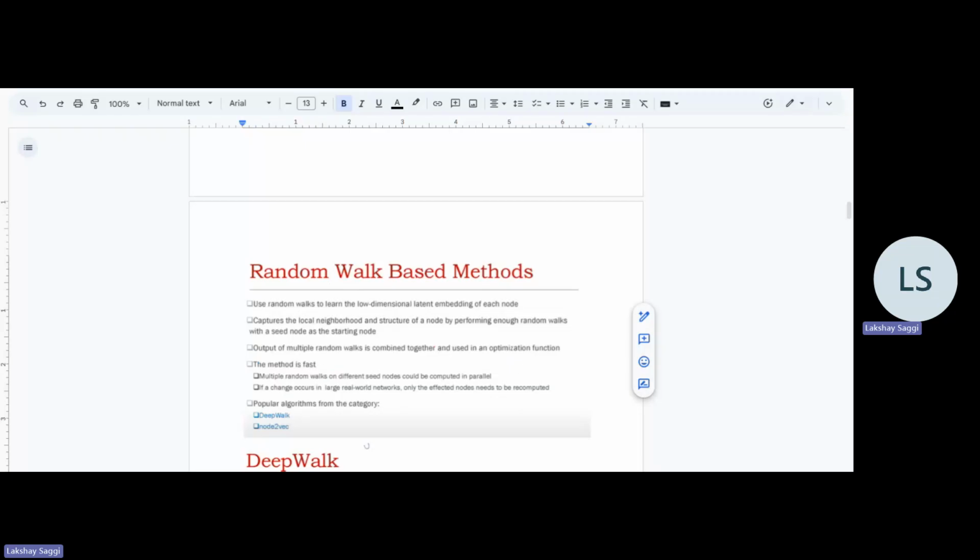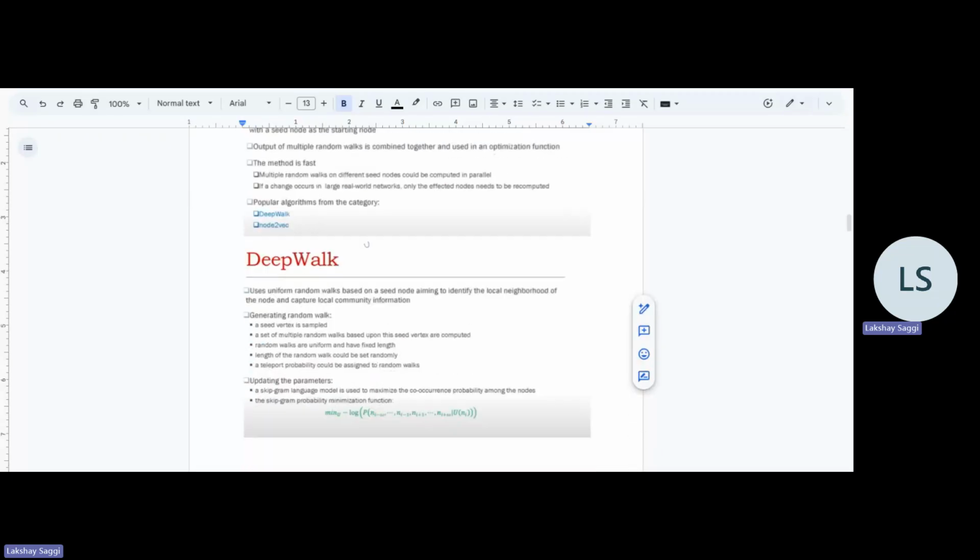So this is the high level idea behind random walk based methods. Till now, we have not discussed any specific algorithms. Usually there are two algorithms which are quite popular in these random walk based methods: DeepWalk and node2vec. So what is DeepWalk first of all?